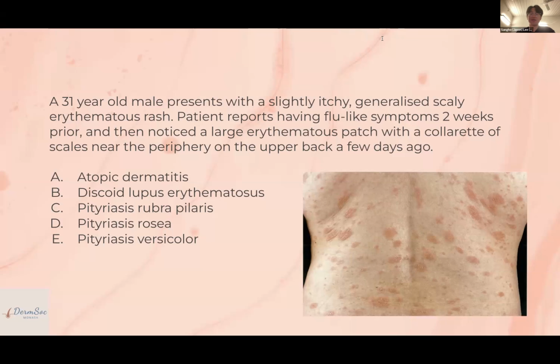Yep, so I'm getting a lot of these, which is good. So it's a classic presentation of a pityriasis rosea. I just put down a whole bunch of different conditions that start with the word pityriasis, but that's good.